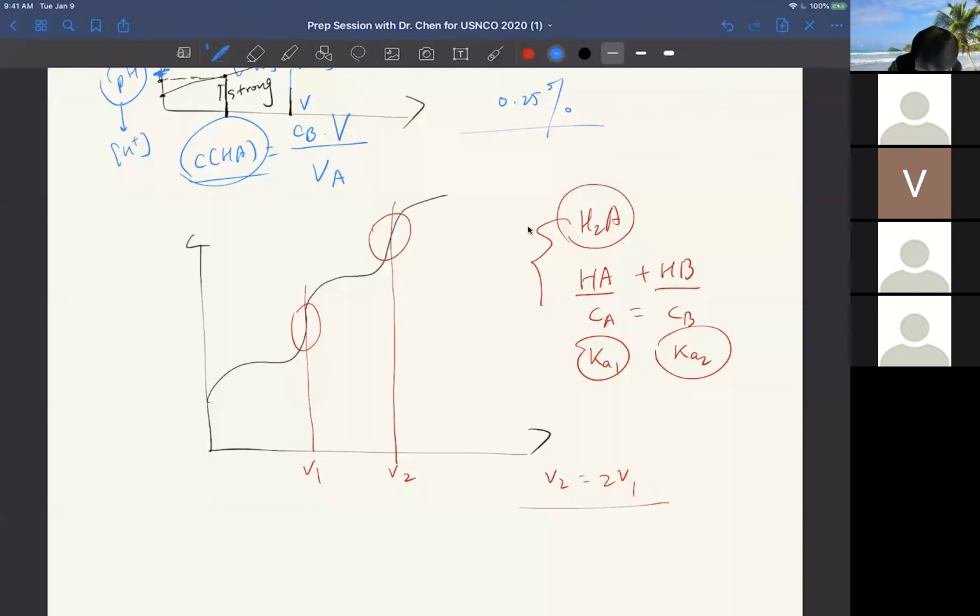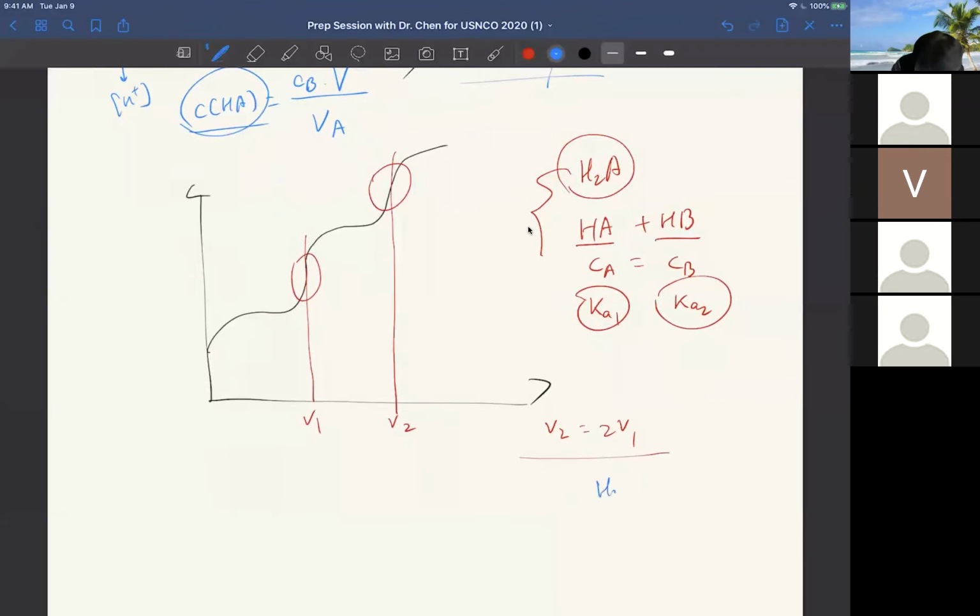So, let's say it's a triprotic assay, you might get 3 pH windows, 1, 2, and 3. But it's also possible to get only 2 pH windows because the last one is gone. Why is the last one gone? Because the pKa3 is too big. Basically, the Ka3 is too small.